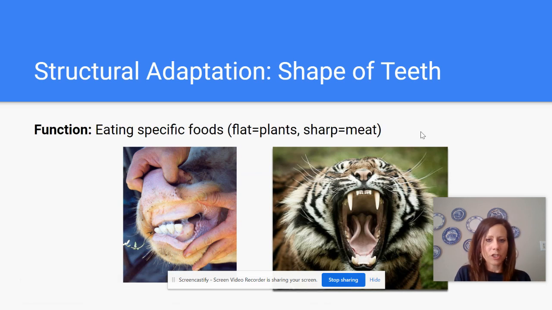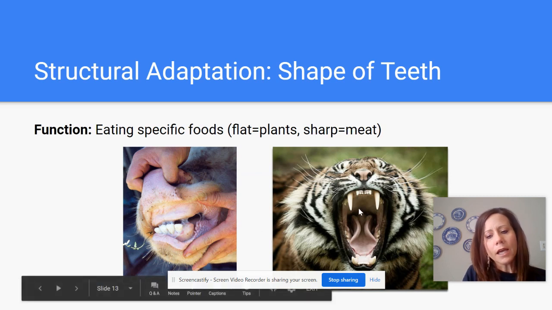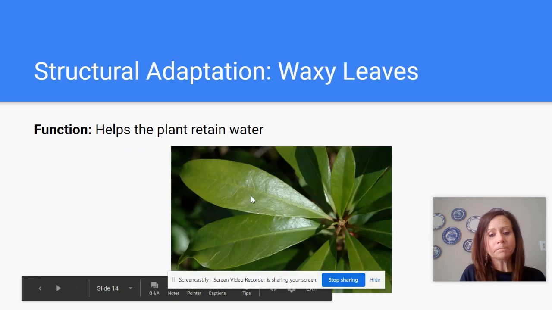Another structural adaptation would be shape of teeth. Eating specific foods gives us little hints at what kind of foods they eat. So this would be the mouth of something like a donkey that has really flat teeth and eats maybe grass. And then here we have a tiger that has really sharp teeth, and you can obviously tell they're a carnivore.